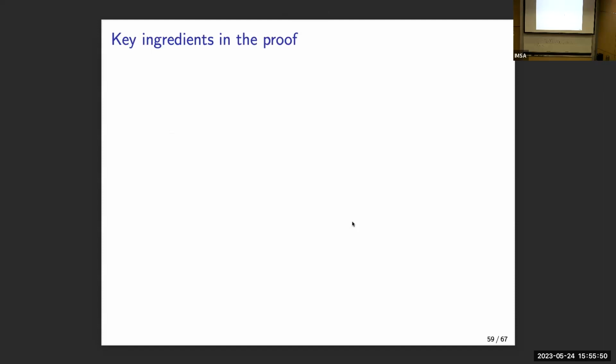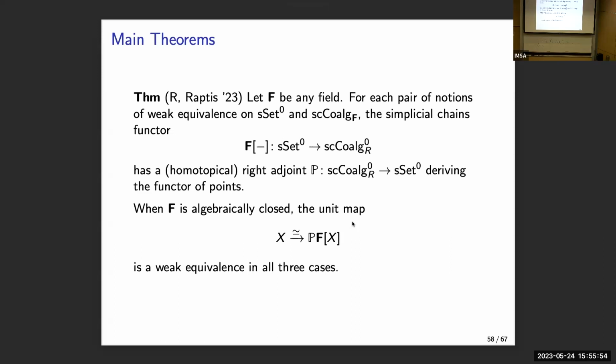Yeah. So is the right adjoint P the same for the three types of models? It's the same. The same functor of one category. But you have three different homotopies. So when you derive that functor, you obtain different functors. You derive it with respect to three different notions of weak equivalence.